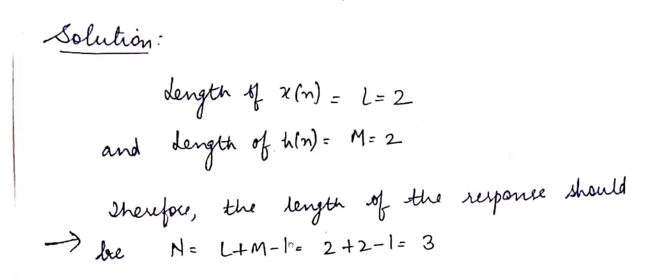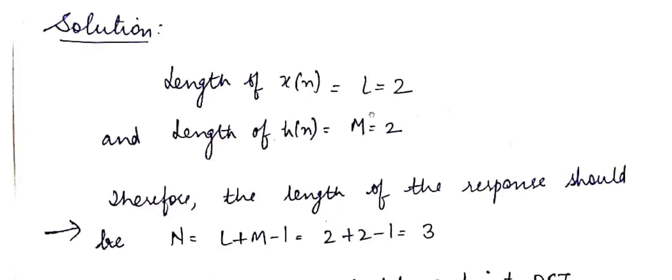Now the length of x(n) is 2, so let's consider it as capital L, equal to 2, because it is present at n equal to 0 and n equal to 1. Also the length of h(n) is 2 because again it is present at n equal to 0 and n equal to 1. So let's consider that length as capital M, which is also 2.